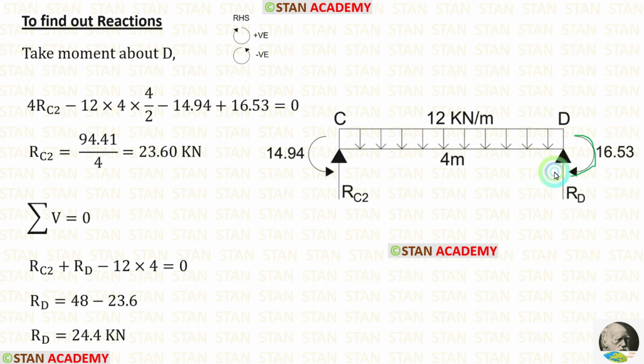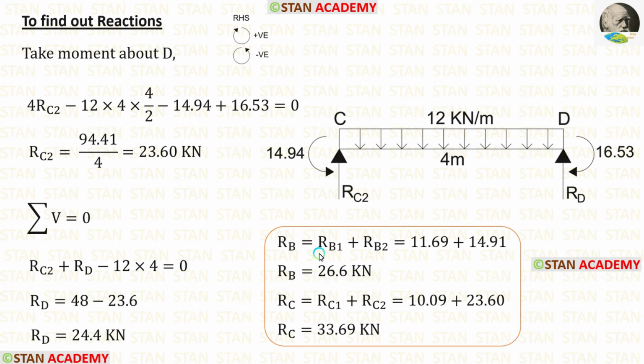16.53 is acting in the clockwise direction, so it will be positive. Finally, we are getting RC2, which is equal to 23.6 kN. Using the rule, summation of vertical forces is equal to 0, we can calculate RD, which is equal to 24.4 kN.